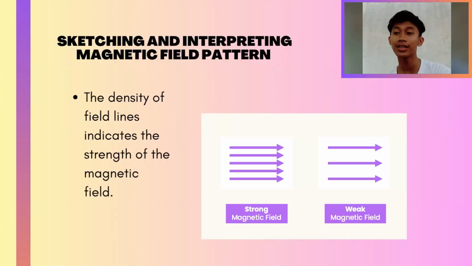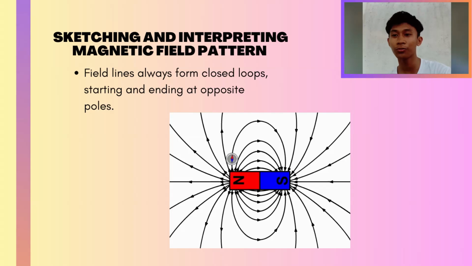So, as I said earlier, the density of field lines indicates the strength of the magnetic fields. Mas madaming field lines, mas strong yung magnetic fields. Mas konting field lines, mas weak yung magnetic fields compare sa mas madaming lines. So, field lines always form closed loops starting and ending at opposite pole. From north to south. Laging from north to south yan yung arrow natin.